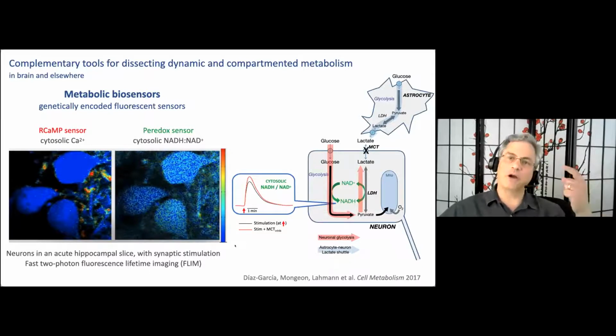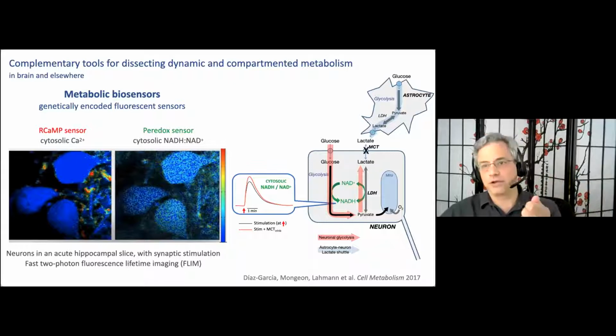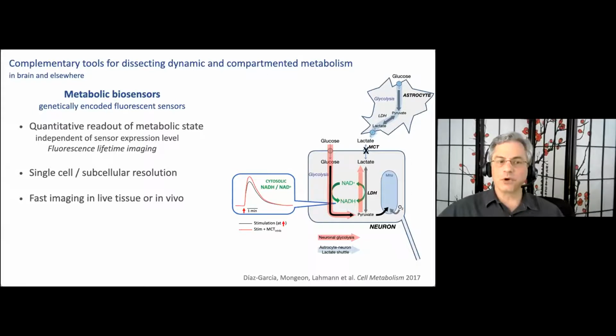So this is an example of how we can use metabolic sensors to look at this cellular specific, and also I should mention compartmental specific localization of metabolites, and also address specific hypotheses with it. Now, metabolic sensors in general give a quantitative readout of metabolic state. I mentioned that fluorescence lifetime imaging is not the only way, but it's a very good way of correcting for sensor expression level. We can get single cell or subcellular resolution, basically optical resolution, and we can even target these genetically encoded sensors to specific subcellular compartments. And we can do fast imaging, not just in live tissue, but also in vivo.